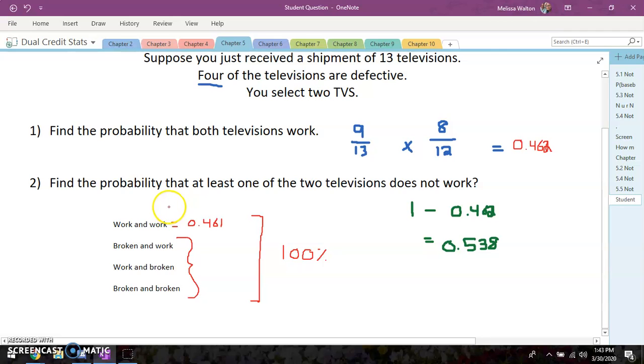All right, hopefully that cleared up some things. As soon as you had the first part, you could repeat this process down here 3 different times, but really I would say it's easier to do 100% minus the probability they both work. And then that's the probability that we got a TV that doesn't work. All right, let me know if you need any more questions.